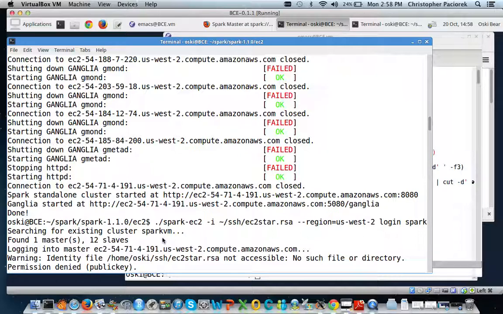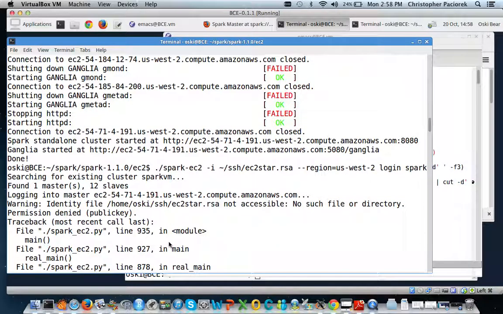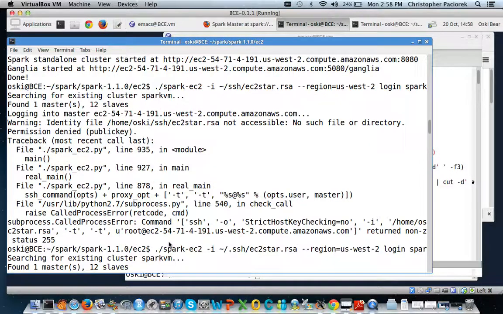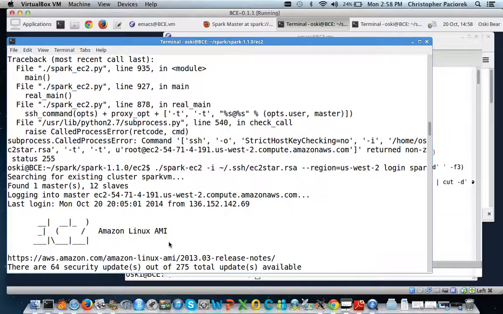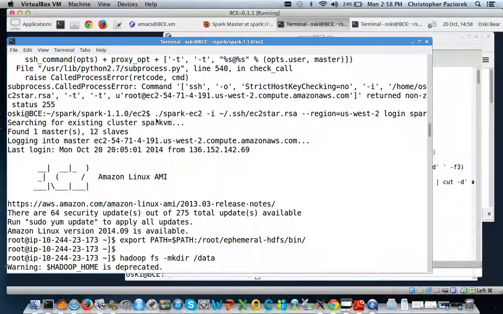I guess that went off the screen and it's not appearing over here for some reason. Log into the Spark VM, and so once I do that, it turns out I had an error in the file that I was pointing to. Once I fix that, what does it do? It says, okay, I'm searching for a cluster. I found a master and 12 slaves. This is the URL for the master. That's what I'm logging into.